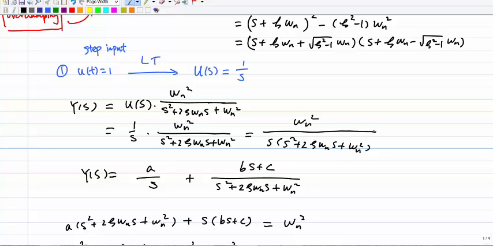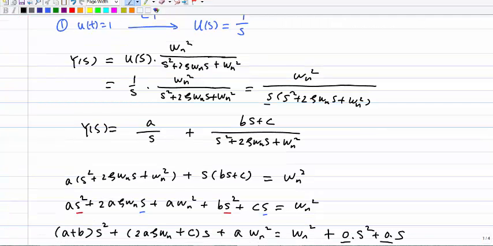Okay, so that's what we have. According to the partial fraction expansion, we can split this as A over s plus (Bs plus C) over (s squared plus 2 theta wn s plus wn squared). So that's what we have. Now we have to figure out what A, B, and C are.